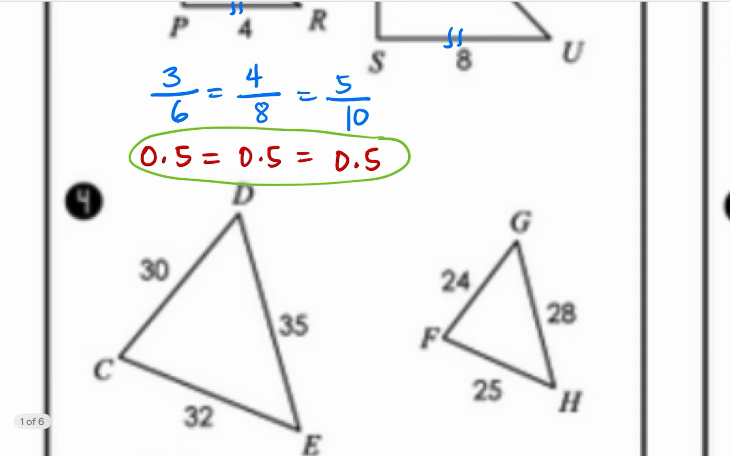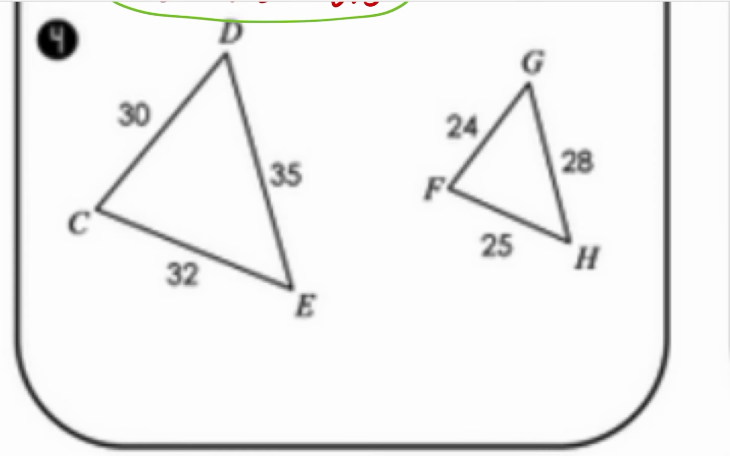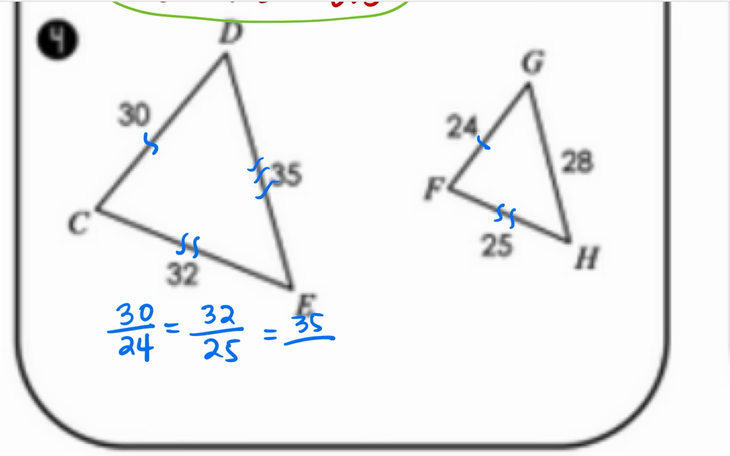Let's try this problem down below. I am going to pair this side of the triangle with 24, so 30 over 24, and then 32 with 25, and then the last side is 35 over 28. We're going to simplify the answers that we have, and I suggest we keep it in the lowest fraction, or change it to decimal. So 30 divided by 24 gives me 1.25 in the calculator.